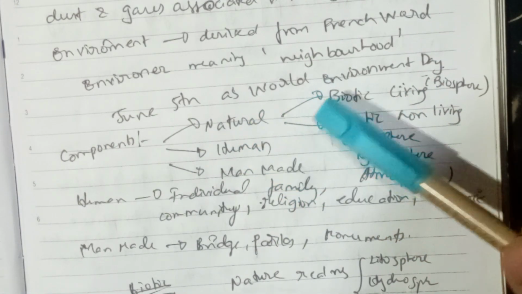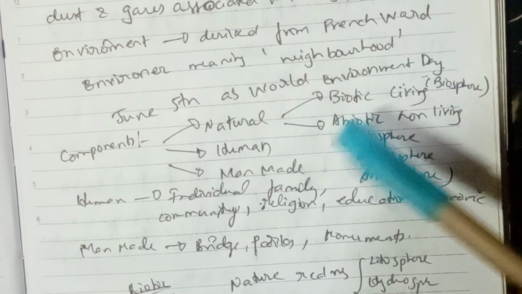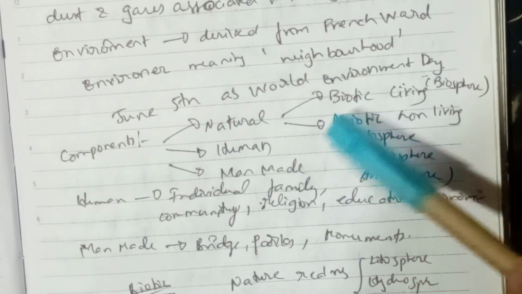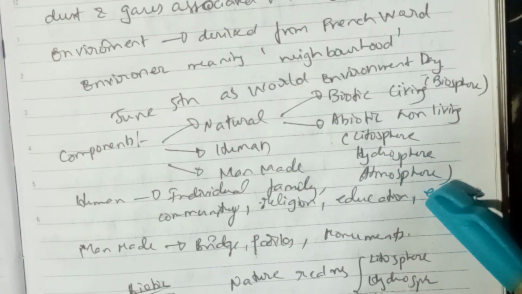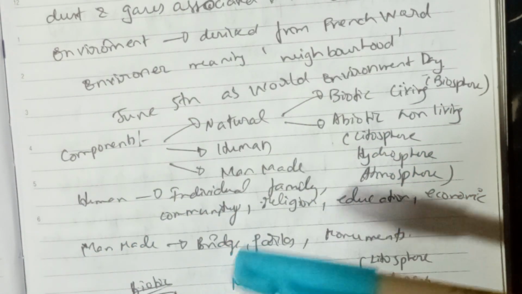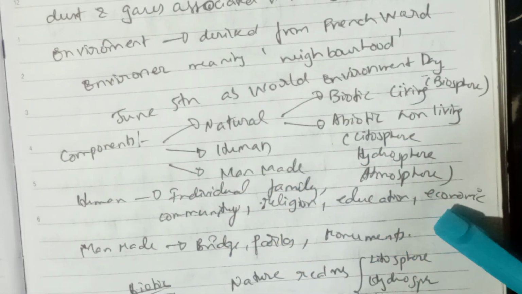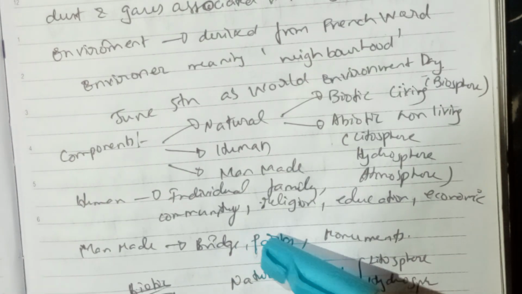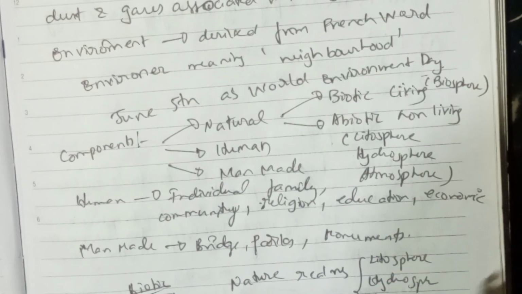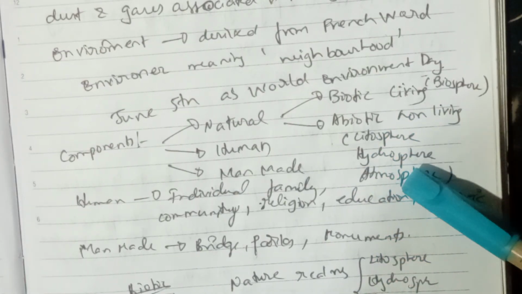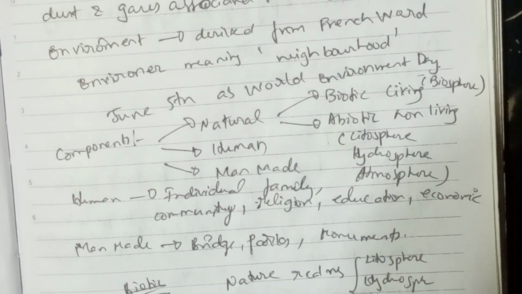Natural is subdivided into biotic, which means living, biosphere, and another abiotic, which means non-living: lithosphere, hydrosphere, atmosphere. Human: individual, family, community, religion, education, economic. Man-made, that are made by man: bridge, parks, monuments. And do you know that lithosphere, hydrosphere, atmosphere are known as nature realms? How many of you know them?